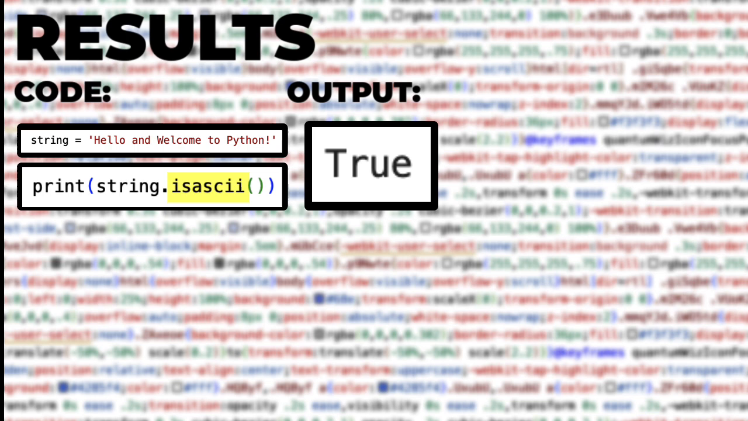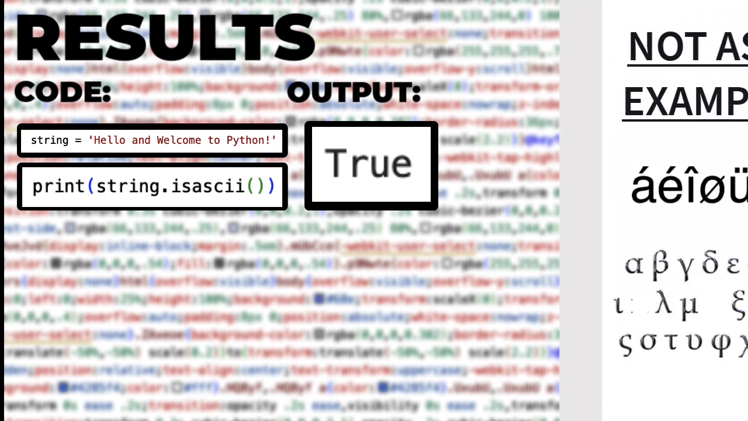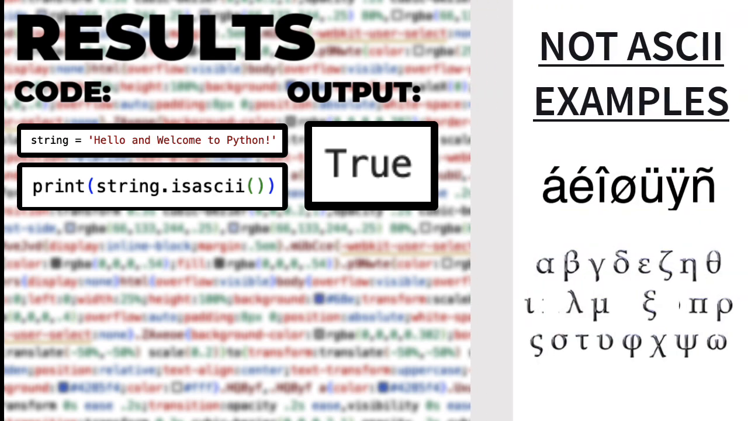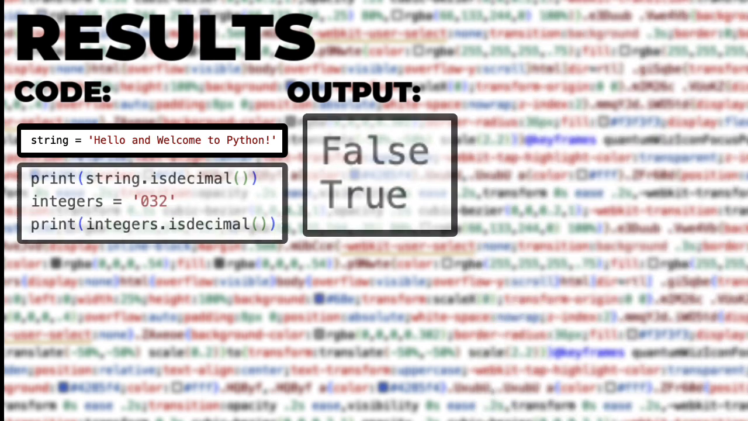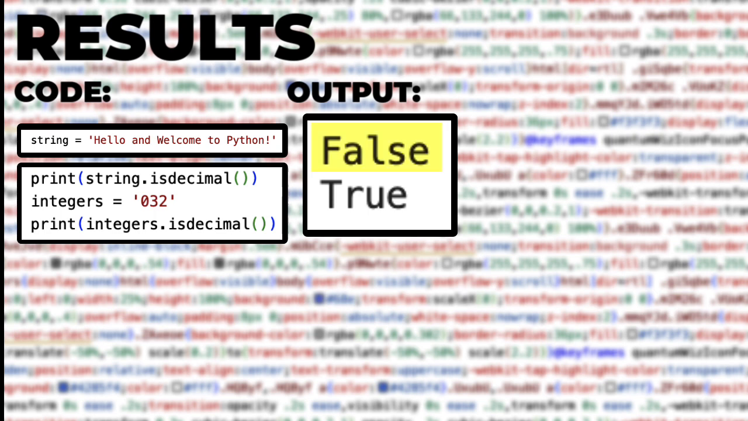Next up is isascii. This returns true as long as every character in the string can be found in ASCII code. Things that are not in ASCII are generally stuff of foreign alphabets, so accents on letters or Greek letters and so on. Now we have isdecimal. This will return true if all the characters are numbers. If not, it will return false. So in our first example, there are no numbers at all, so it returns false. But the second example is only numbers, so it returns true.